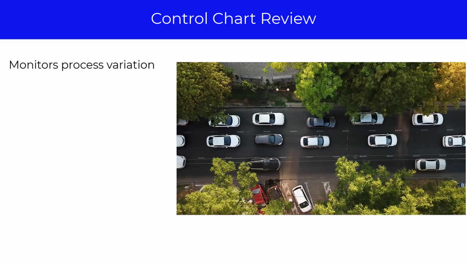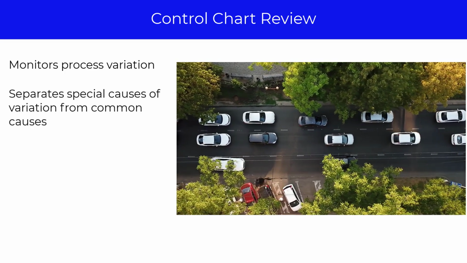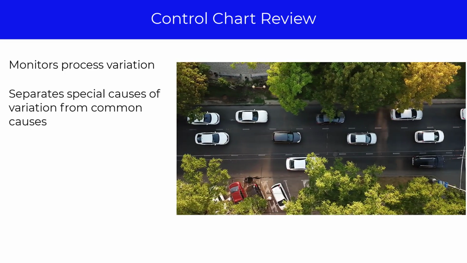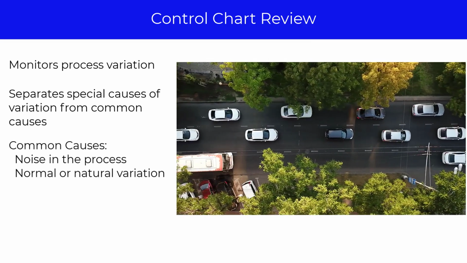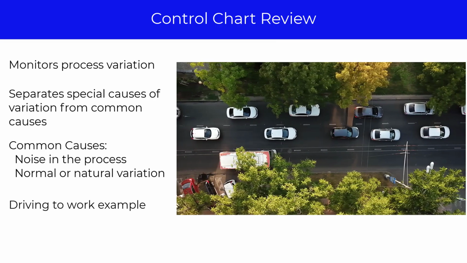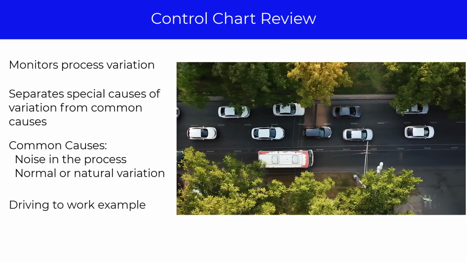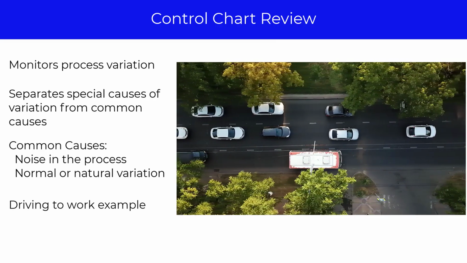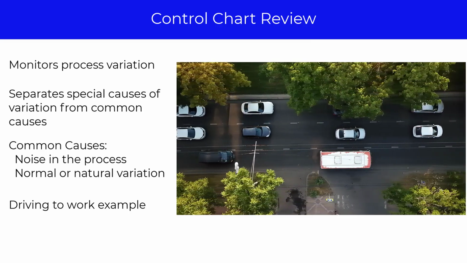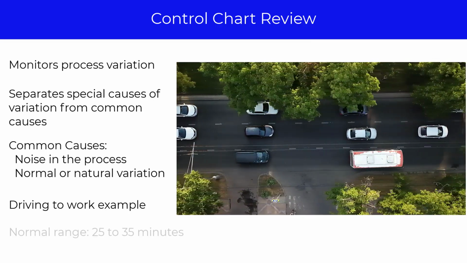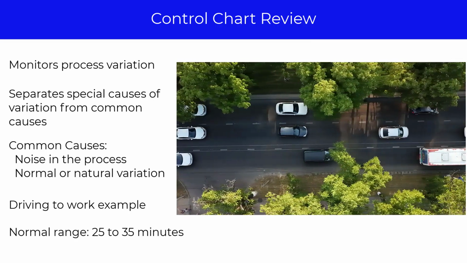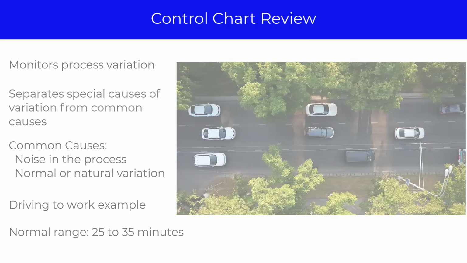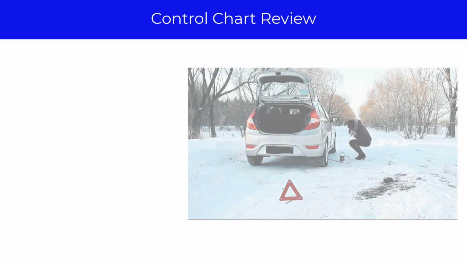A control chart monitors process variation over time. You plot data over time. It's going to separate special causes of variation from common causes. Common causes is the noise in the process. It's the natural variation that exists in your process. Take how long it takes you to get to work each day. It doesn't take you the same amount of time each day, but over time there's a range that is normal for you. Maybe that's 25 to 35 minutes. And this normal range is what we call common causes of variation, the noise in the process.